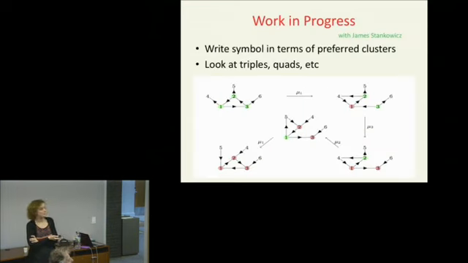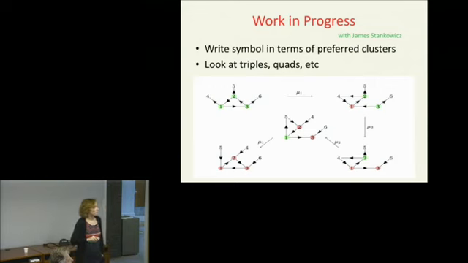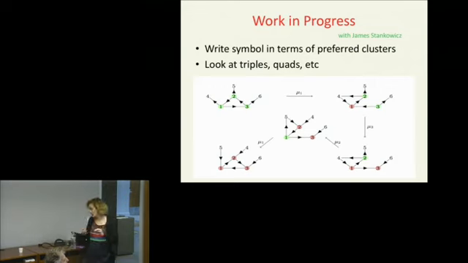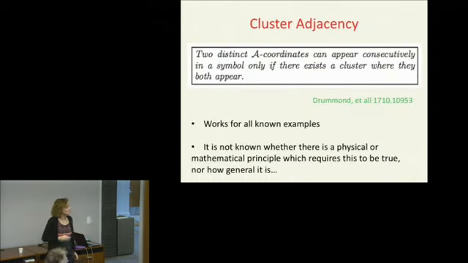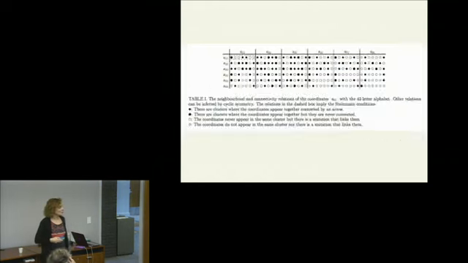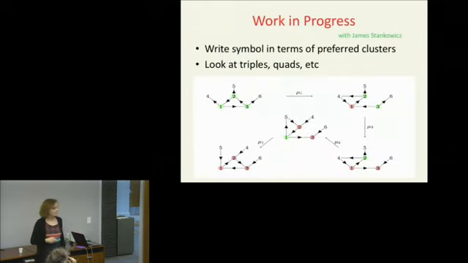Well, maybe I'll skip some. Okay, some interesting possible things to work on. It certainly would be interesting to write this symbol in terms of some preferred clusters, maybe some paths in this stasheff polytope, etc. Also, the first thing we try to generalize is that they looked at 2 coordinates, so how about triples and quads? This is a work in progress.